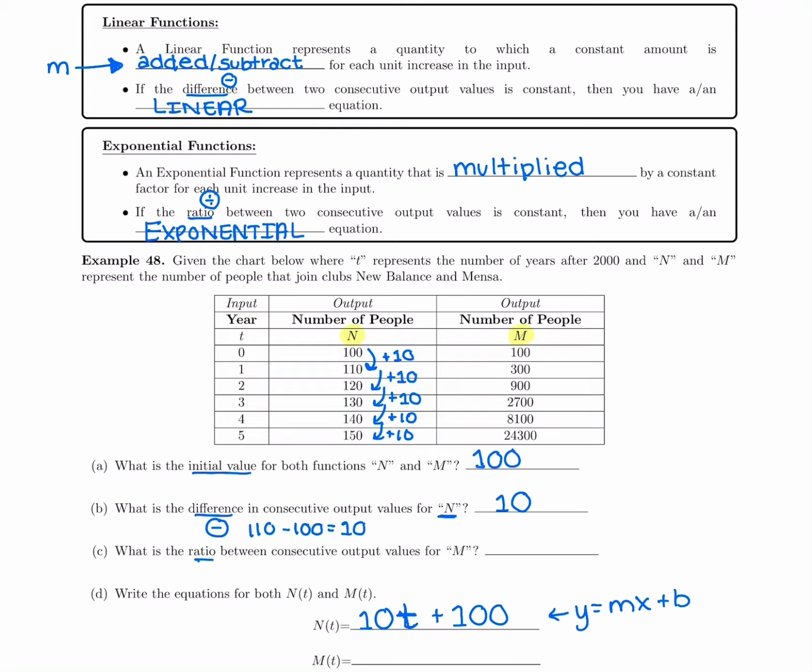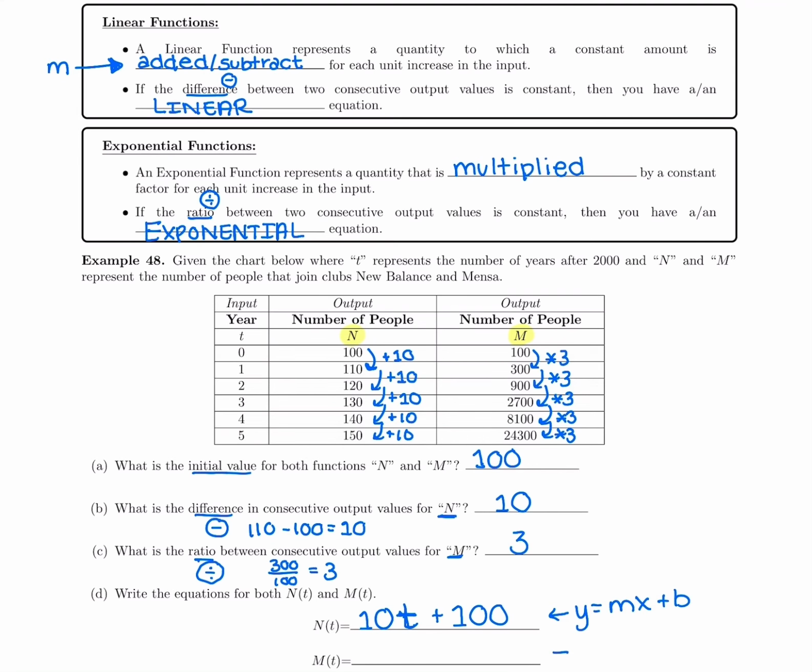The next part says, what's the ratio? Ratio means we're going to divide between two consecutive outputs for the function m. So I'm going to take this 300 and divide it by 100. See what we must have multiplied 100 by. So we're going to do 300 divided by 100, which gives us 3. So that means to get from 100 to 300, we multiplied by 3. We can see if that pattern continues by multiplying 300 by 3, and we really do get 900. Times 3 in our calculator is 2,700. Times 3 is 8,100. And then times 3, we also get that last value. So our ratio is 3. Each time we've multiplied by 3.